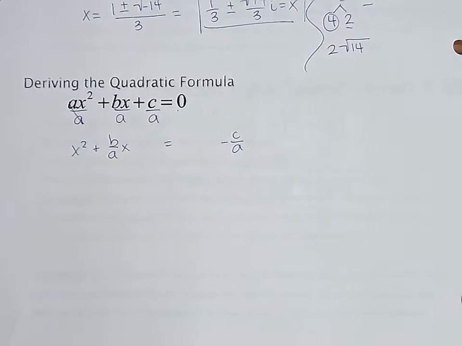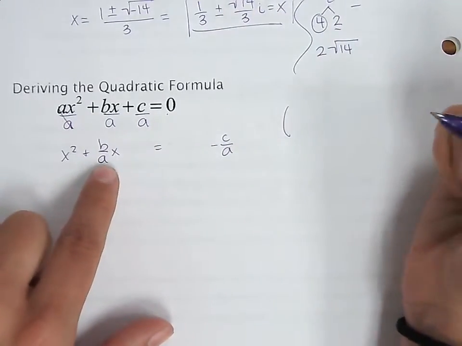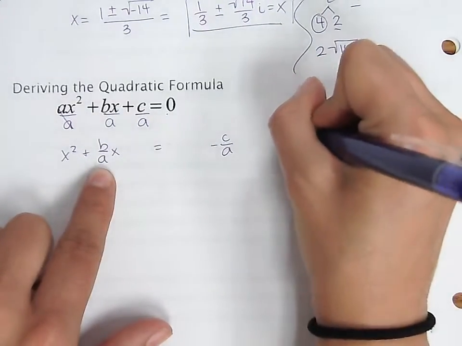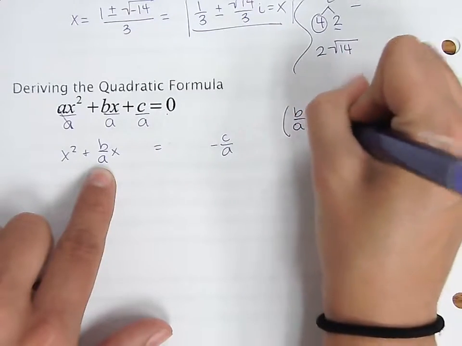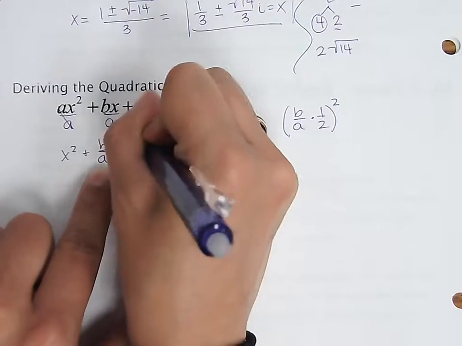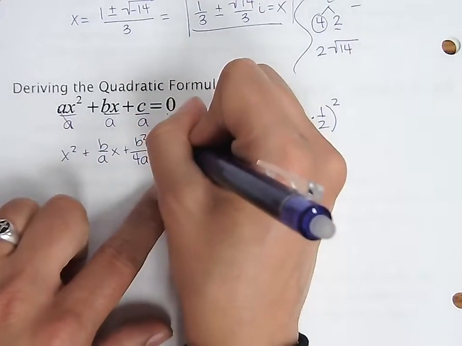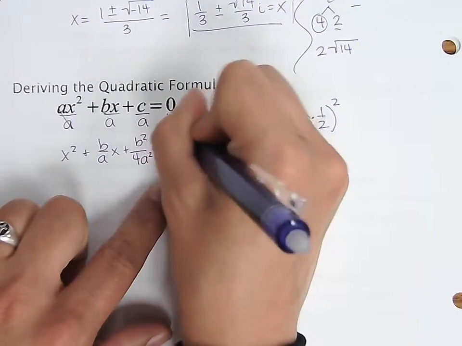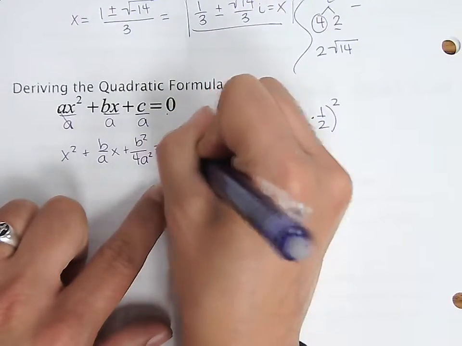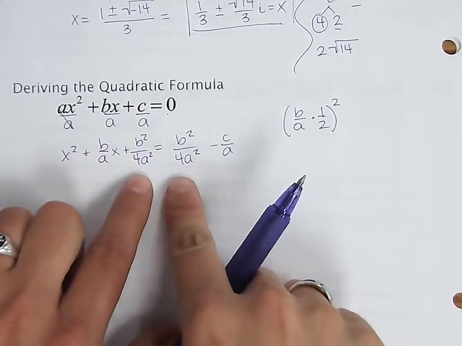And I'm going to actually leave a little bit of space, both here and here, because we're going to then complete the square. So in order to find this term, I take my linear term, b over a, I multiply it by 1/2, and I square it. So I end up with b squared over 4a squared. And that's going to be added to both sides. So b squared over 4a squared. I can't add something to the left that I don't add to the right, so I have to do it to both sides.